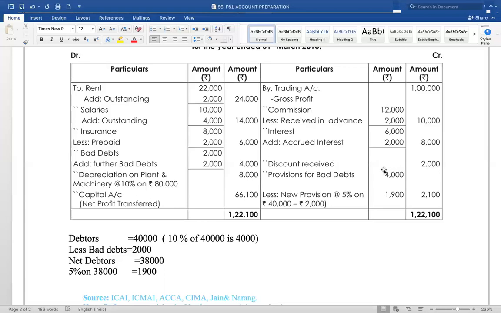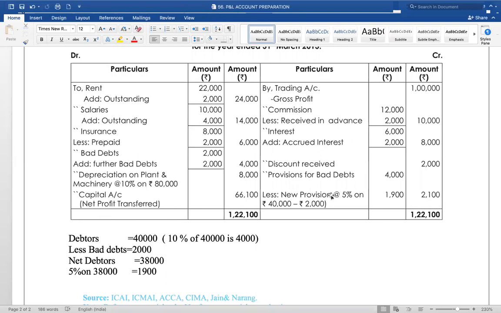You thought the bad debt could be 4,000. You made a provision for bad debt 4,000. Now you are making only 1,900. What is this 2,100? This is your gain. Okay, 2,100. So debit all expenses and losses, credit all incomes and gains. This is not an income but a gain. Therefore it is credited. Don't get confused.